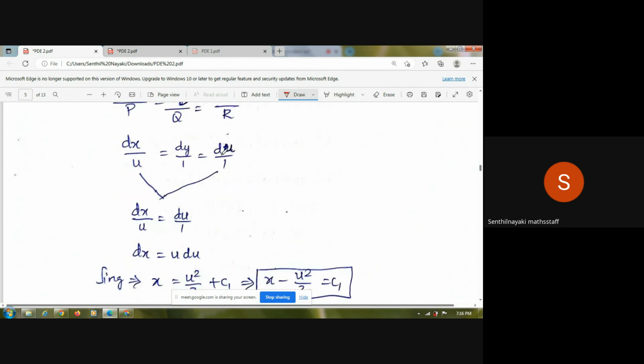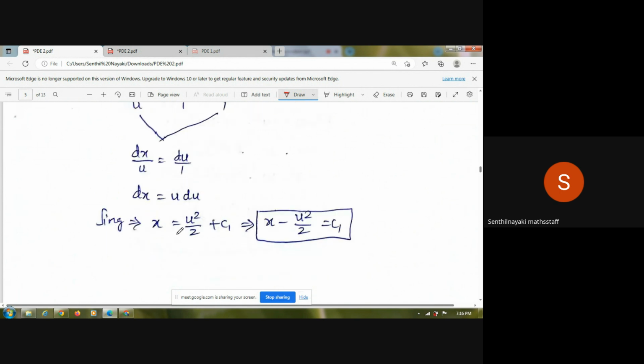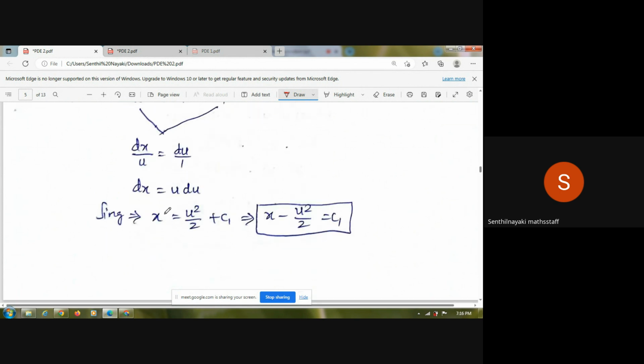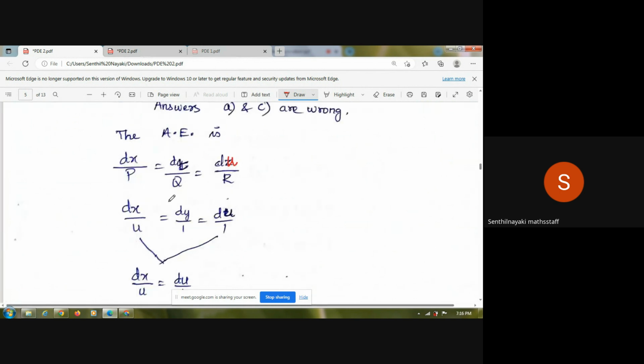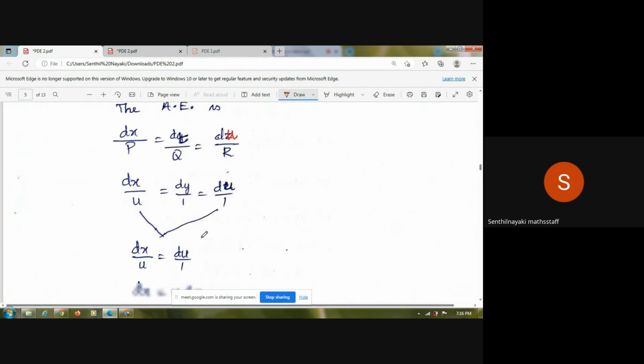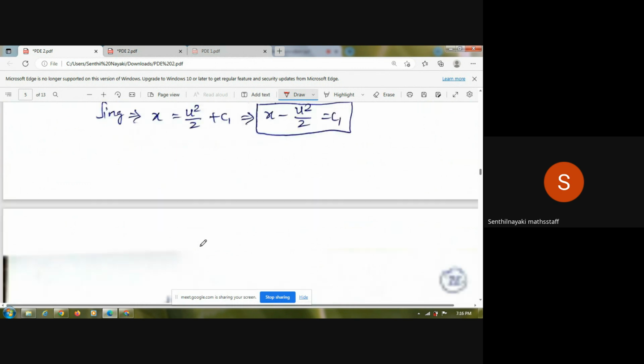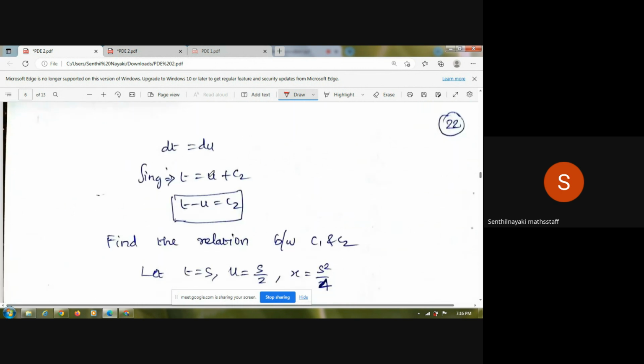Taking the first and last ratios, cross multiplying, we get dx equal to u into du. So x, after integrating, x equal to u square by 2 plus integrating constant c1. Therefore, we get x minus u square by 2, which is c1. Similarly, if we consider the second and third ratio, we get dt equal to du. After integrating, we get t equal to u plus c2. So t minus u equal to c2.